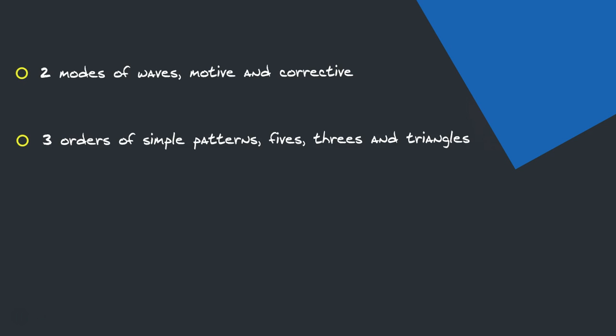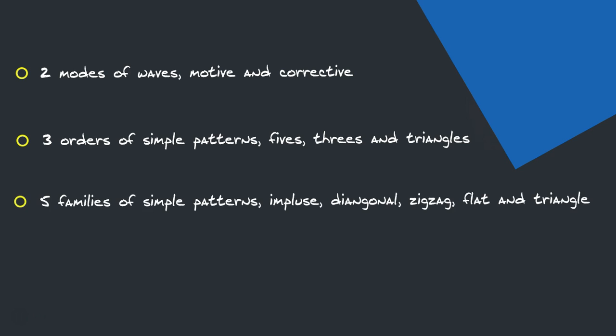We can see how Fibonacci numbers are apparent in the structure of Elliott waves. There are two modes of waves, motive and corrective. There are three orders of simple patterns, 5s, 3s and triangles. There are 5 families of simple patterns: impulse, diagonal, zigzag, flat and triangle. And there are also 13 variations of simple patterns.